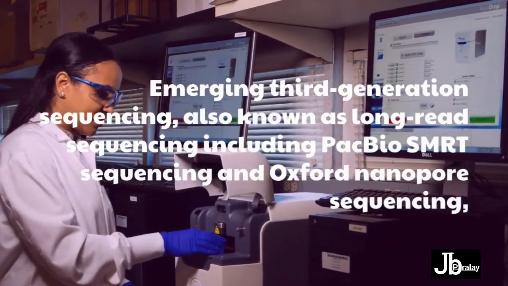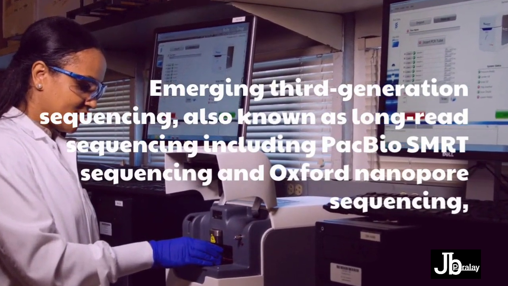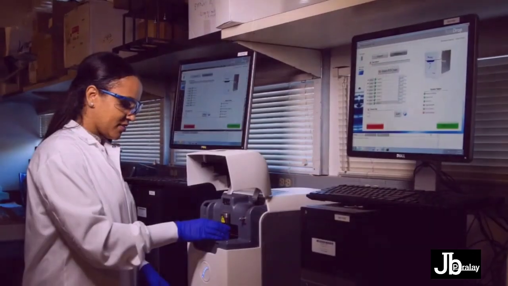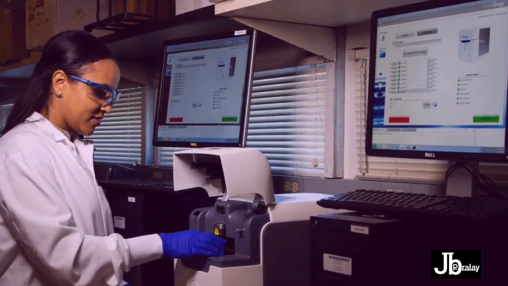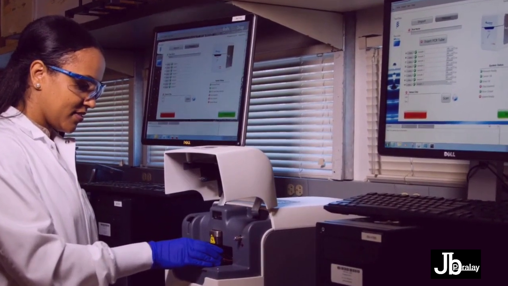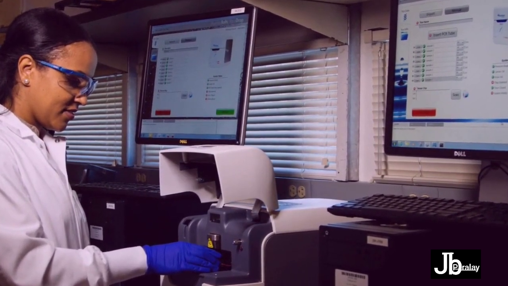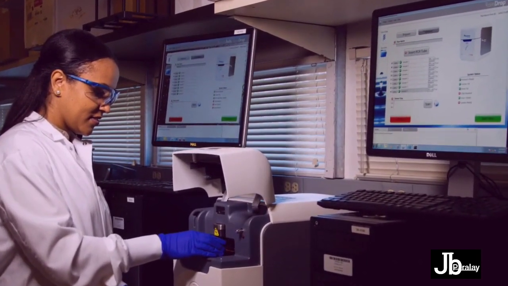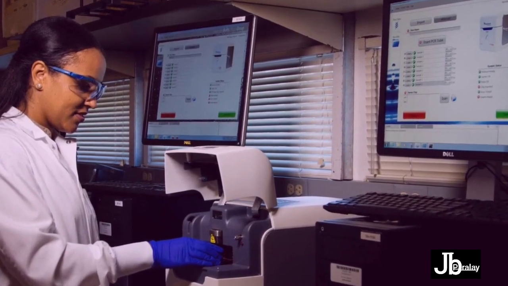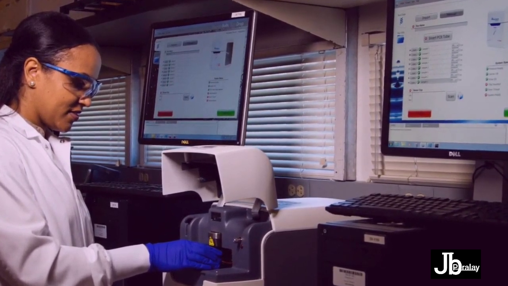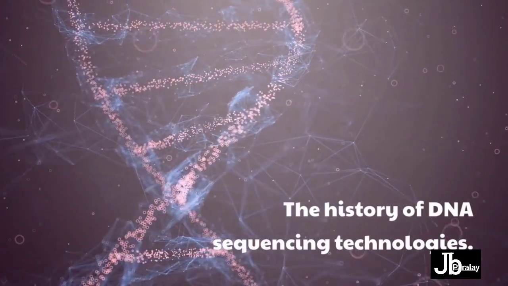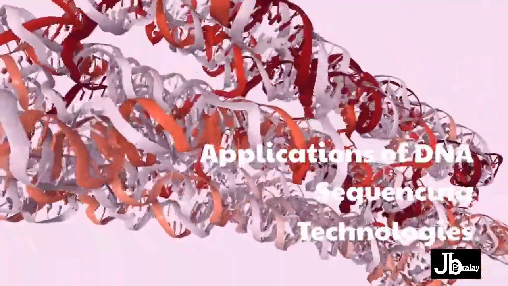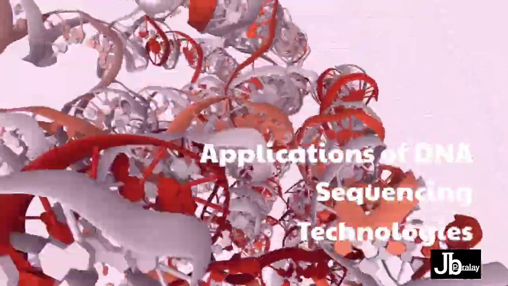Emerging third-generation sequencing, also known as long-read sequencing, including PacBio SMRT sequencing and Oxford Nanopore sequencing, can examine billions of templates of DNA and RNA and simultaneously detect variable methylations without bias. Long-read methods can detect more variations, some of which cannot be observed with short-read sequencing alone. The history of DNA sequencing technologies. Applications of DNA sequencing technologies.